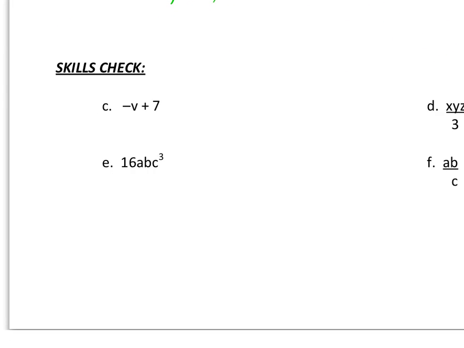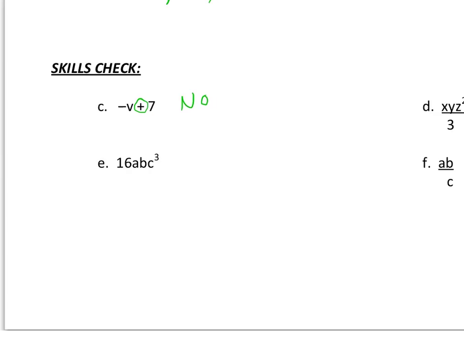Okay, our next one, same scenario. We have two monomials being added. Okay, so this is no. Again, unlike terms, but in this case we don't have to give a reason, just say yes or no.